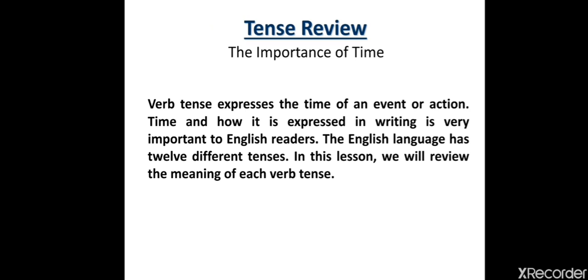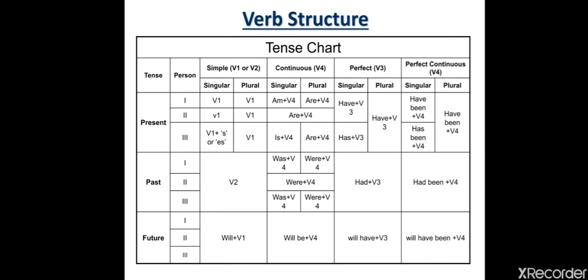So here in English language, we have 12 different tenses. We are going to see all the different tenses in detail. Before going to tense forms or verb tenses, let us see this chart.